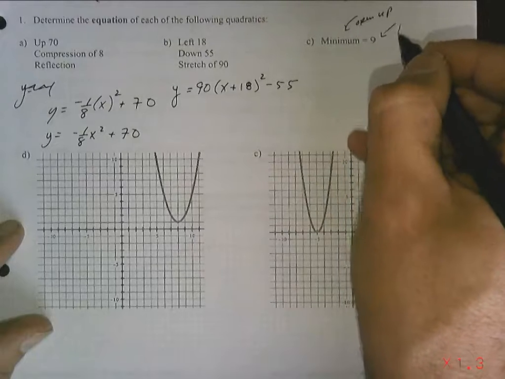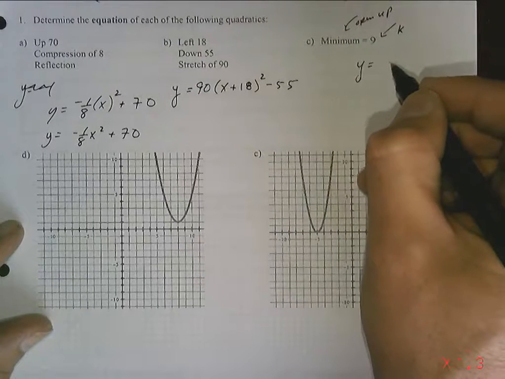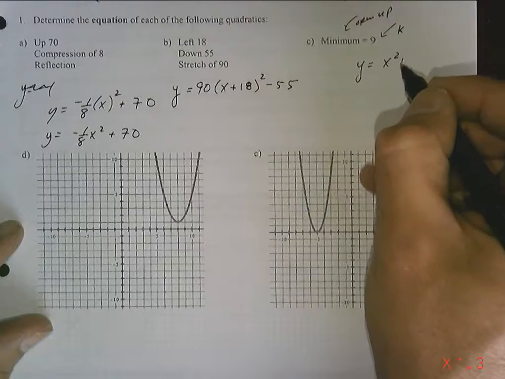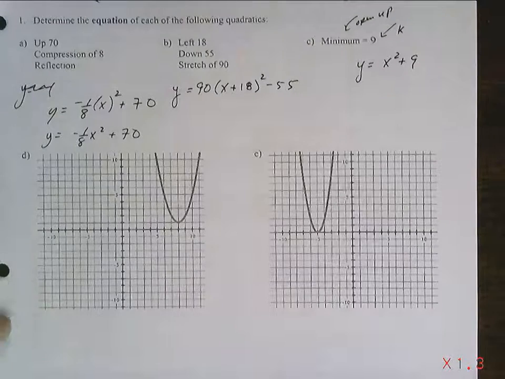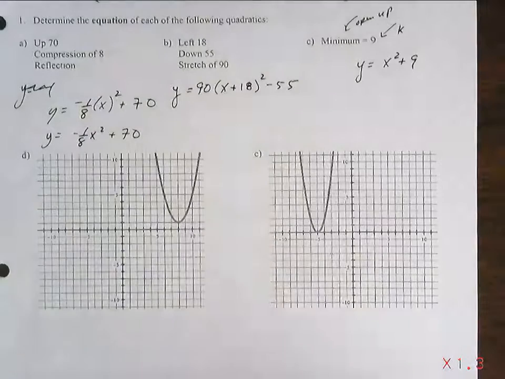A minimum, so that's going to open up. And that's going to be my k value. So y equals x squared plus 9. And that's the only answer you can give if it only had those transformations.